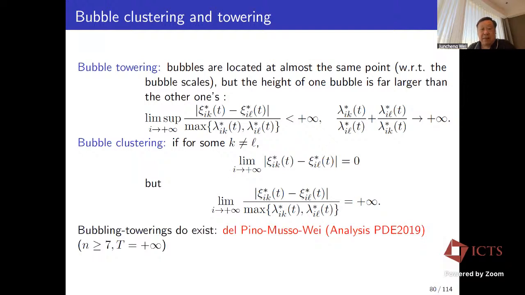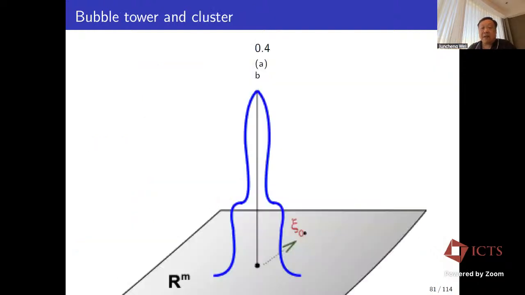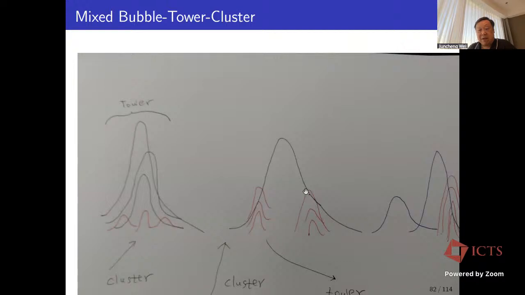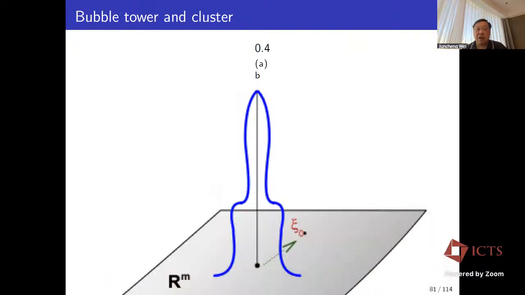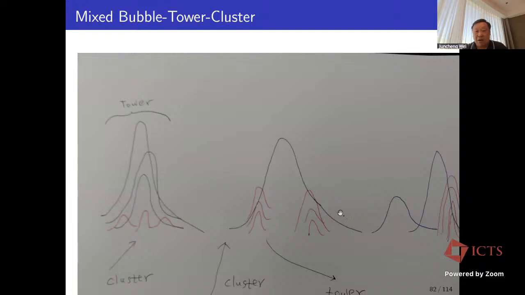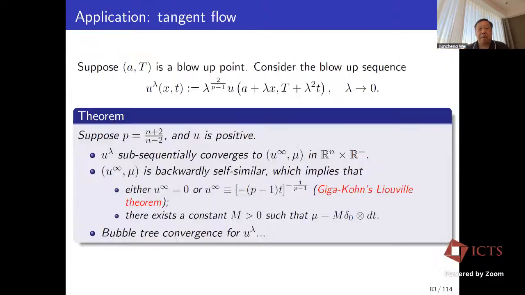And so this bubble tower, indeed they exist. So we need to exclude this bubble case. So this is the bubble tower, and this is the bubble cluster and the bubble tower. Okay. So we need to understand. We need to show that all this cannot happen. All this bubble tower, bubble cluster, and all this cannot happen, and we should only have one bubble.